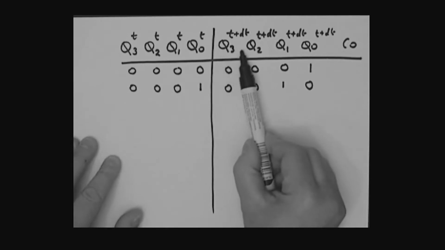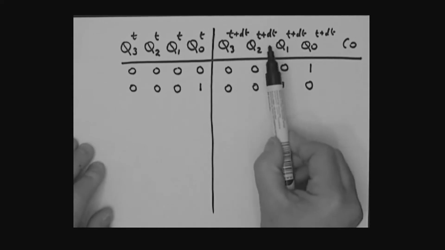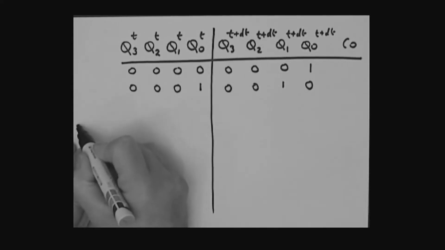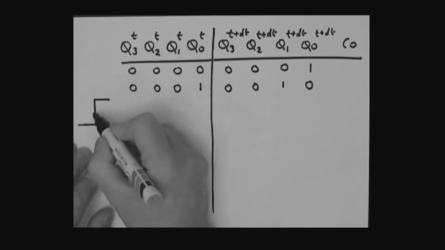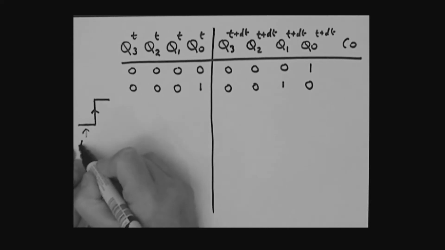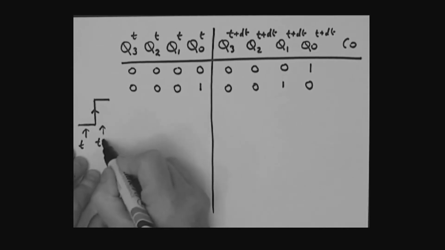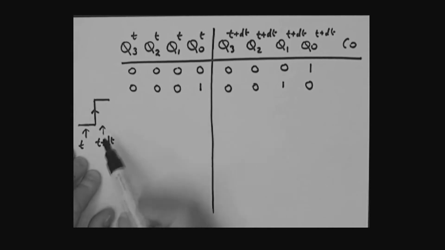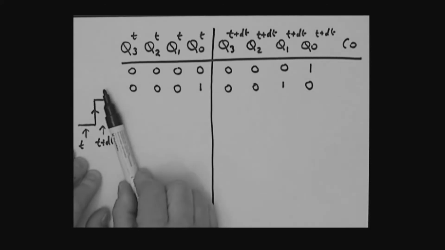Then I'm showing you the Q values of the counter, and I'm showing you a time t plus delta t. Now, we've done this before. What am I really referring to there? Well, remember, this counter changes its state when you get this leading edge of the clock. And so what I'm saying is that t basically is the time just before the edge, and t plus delta t is the time just after that edge. So the condition of the counter before the edge, the condition of the counter after the edge. It's an edge triggered device.